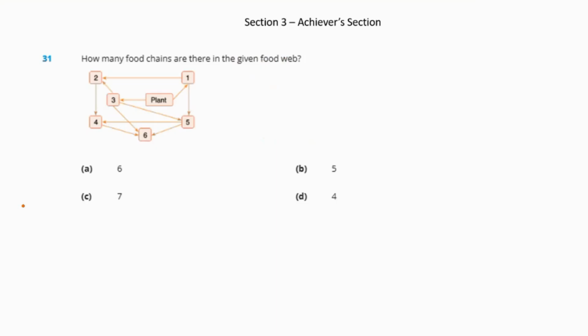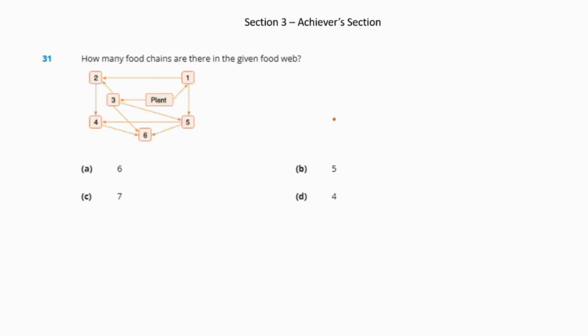Next, we are in the achiever section. In the achiever section, we have 5 questions. The first question: how many food chains are there in the given food web? So this is a food web. Let us find out how many food chains there are. Food chains means how different types of organisms get their food. That is what food chains are, connected from one organism to another.